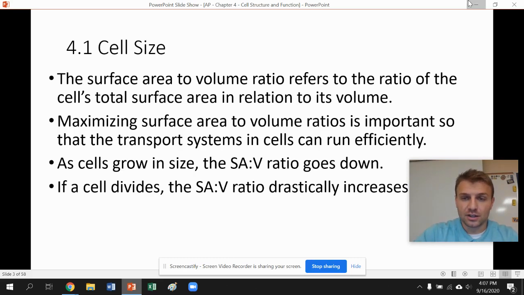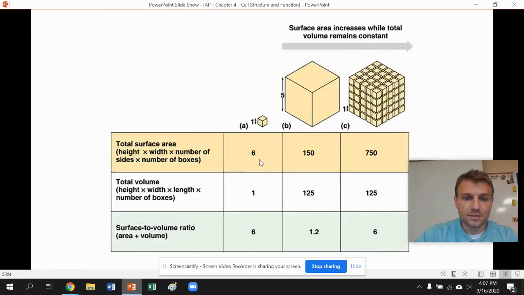Let me show you what that technically looks like. You can see here we have a representation of a cell. That cell could grow bigger. Two things are going to happen. The volume is going to increase and the surface area is going to increase. But they're not going to increase at the same rate. You can see down here the surface area to volume ratio. As a cell gets bigger, the ratio goes down. What that means is the volume is going to increase more than the surface area will increase proportionally. There will be more volume per surface area.